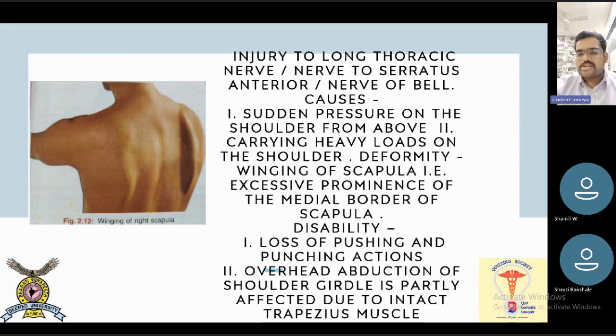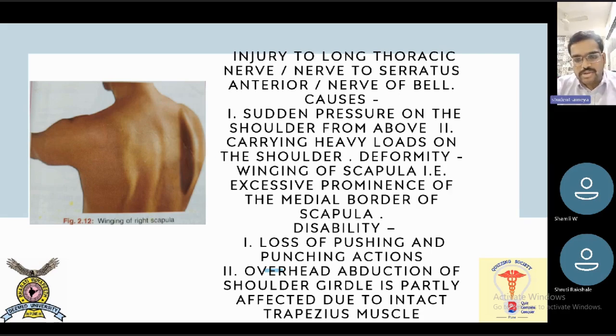So what can be the cause of injury to the long thoracic nerve? Sudden pressure on the shoulder from above. If you are carrying heavy loads, and not just heavy loads, heavy unaccustomed loads, like if a laborer or a coolie is carrying heavy loads, he is accustomed to it, so he knows the proper way in which it is to be held. But people like you and me who are not used to carrying heavy loads, if we suddenly start doing that, there is a chance that some damage can occur.